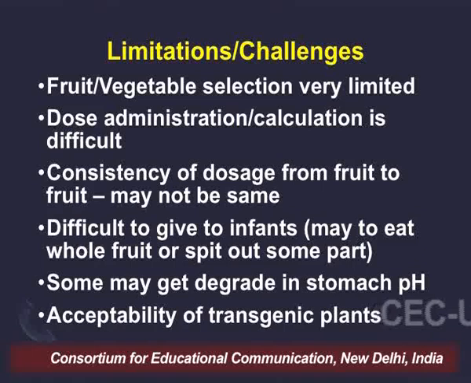So friends, now we move on to the last aspect of this lecture series, that is the limitations or challenges for these edible vaccines. Now, as we have discussed certain examples of the fruits and vegetables that have been used for preparing edible vaccines, the selection of the fruits and vegetables is very limited. There are certain characters which I have briefly discussed, so one has to keep those characters in view in order to select the plant or the fruit or the vegetable.